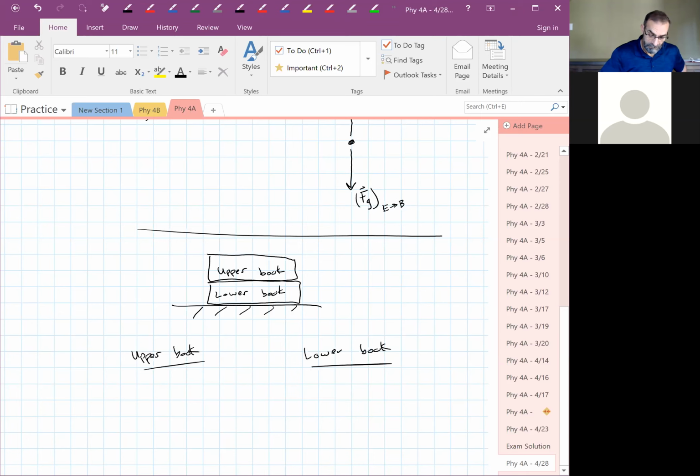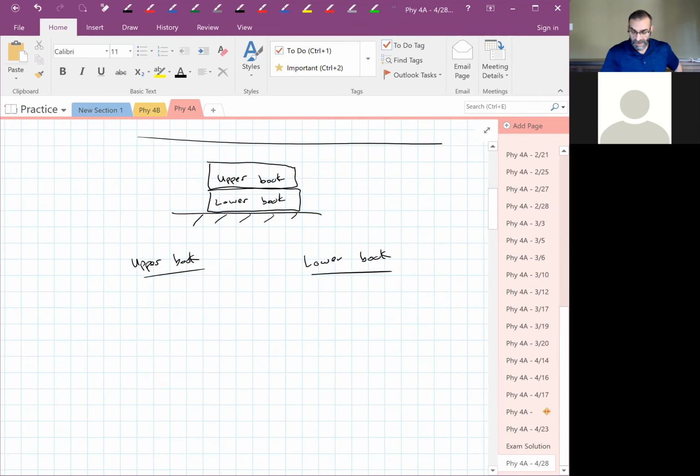I'll start with the easy one, the upper book. We just did that, right? So we've got our book sitting here. It's interacting with a surface. It's not a table anymore. It's the lower book, but it's interacting with the surface. So it's the same thing as far as the upper book is concerned. That surface can interact through a normal force and a friction force. So that's the lower book on the upper book. And that's the only force acting on that book. It's at rest.